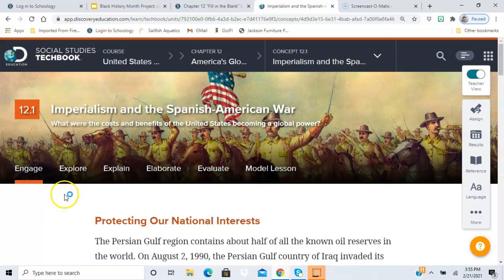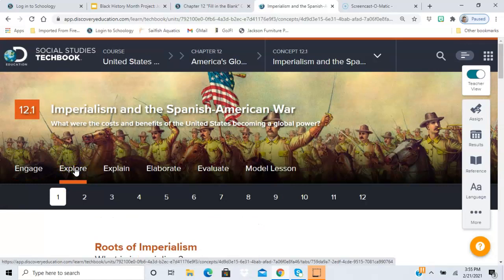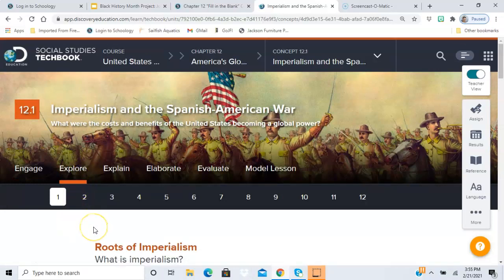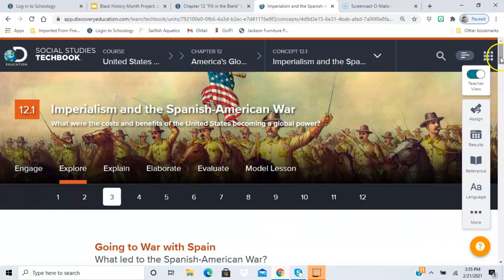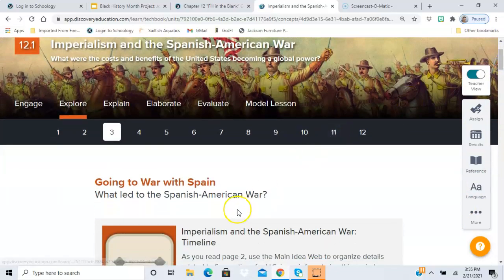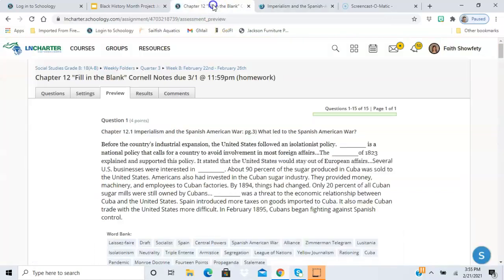And you'll obviously, for Cornell Notes, we always start with the Explore page. And remember, she gave you the page number, so this is page 3, so we'll go to page 3. So scrolling down, the question is, what led to the Spanish-American War? And then you go back to your Cornell Notes, and the question is, what led to the Spanish-American War? So when you're reading this, Ms. Coffey put in information from that page.